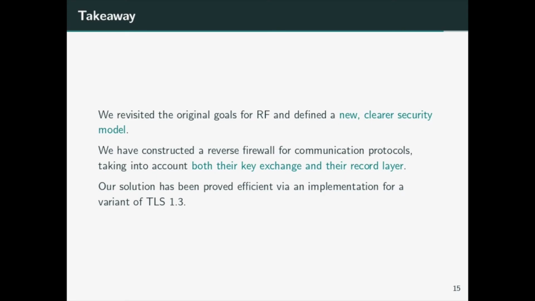So the takeaway from all of this is that we revisited what was originally given as the goal for reverse firewalls and defined some new and clearer security model. We constructed a reverse firewall that is good for communication protocols while taking into account both the key exchange and the record layer. Recall that in previous articles, only the key exchange was taken into account. And finally, our solution is actually efficient, which was proven by an implementation for a variant of TLS 1.3.